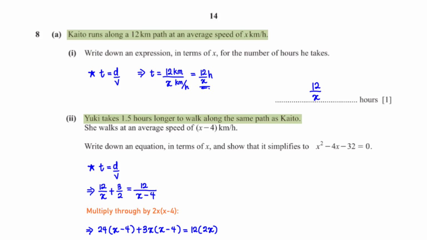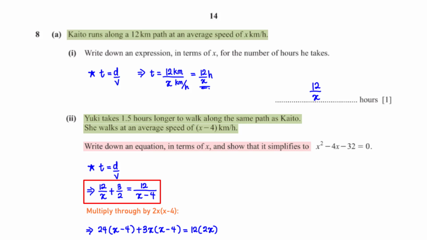Yuki takes 1.5 hours longer to walk along the same path as Kaito. She walks at an average speed of x minus 4 kilometers per hour. Write down an equation in terms of x and show that it simplifies to x squared minus 4x minus 32 equals 0. Using the same formula, time equals distance over speed.